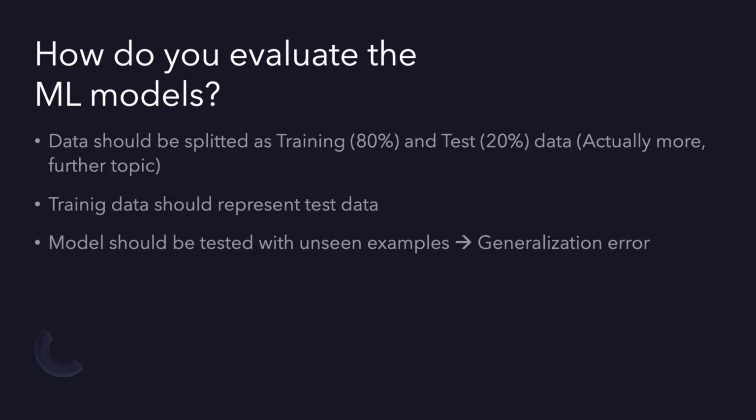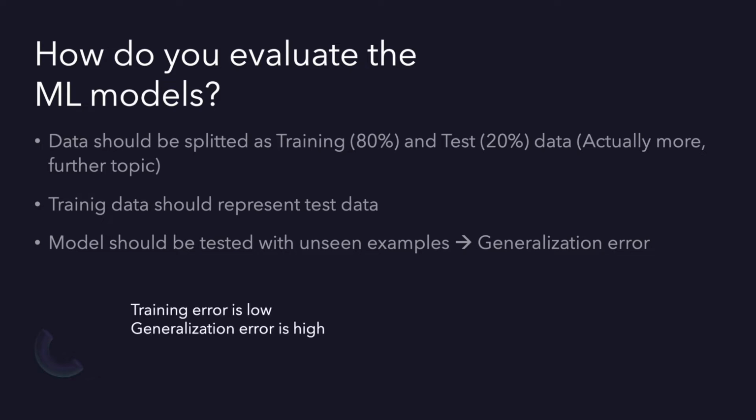Actually, we will split our data into more parts, but this is a future topic. For now, you should know that the training and test data should be different, separated. Also, training data should represent the test data. The best evaluating method is testing the model with unseen examples and calculating the error. It is called generalization error.